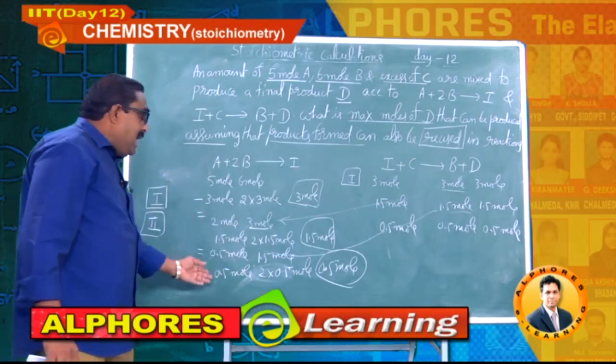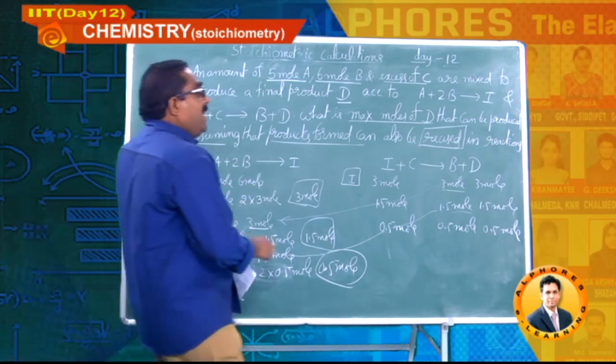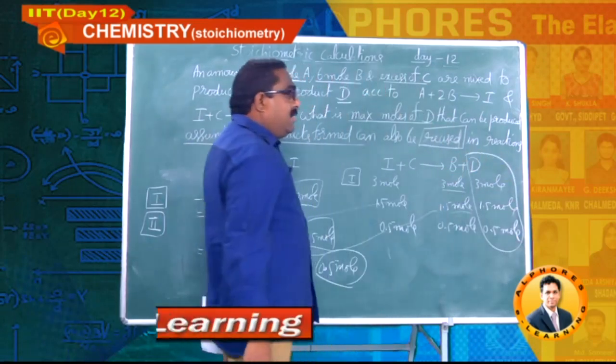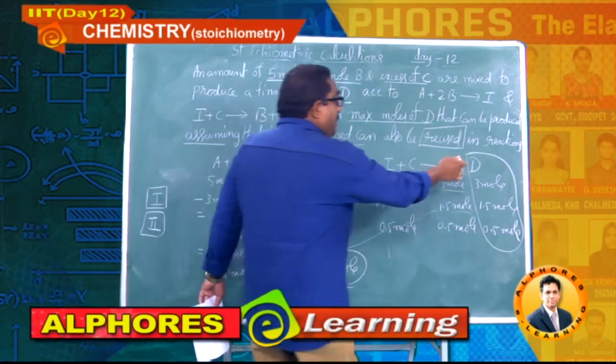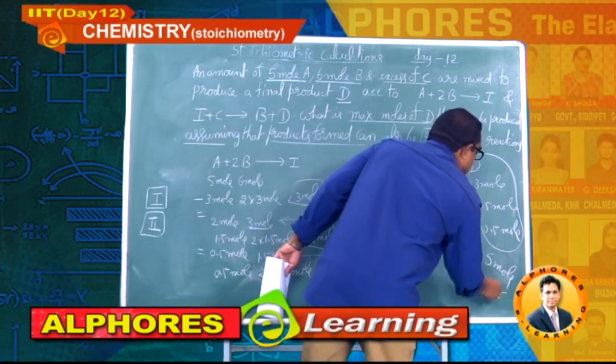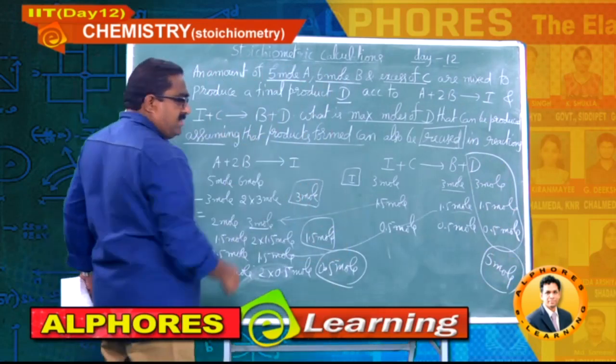But all the A is completely consumed. There is no A there. So finally the amount of product of D obtained in the process is 3 plus 1.5 and 0.5. Our answer should be reported as 5, an integer type for advanced level question.